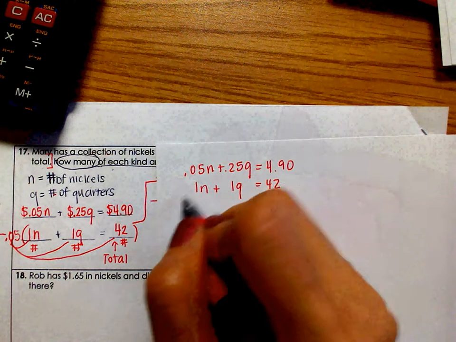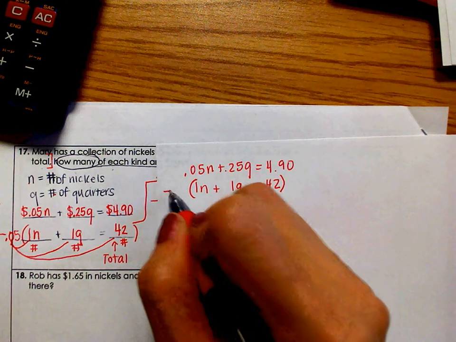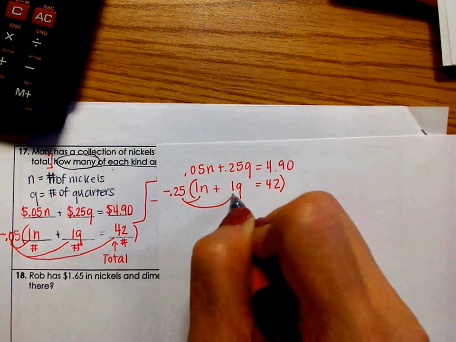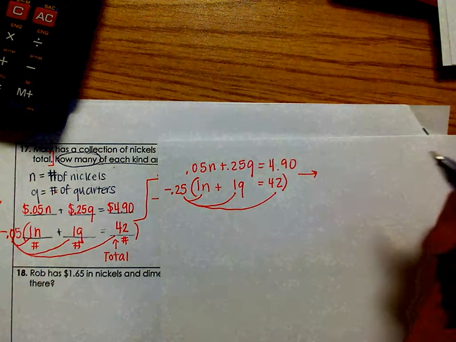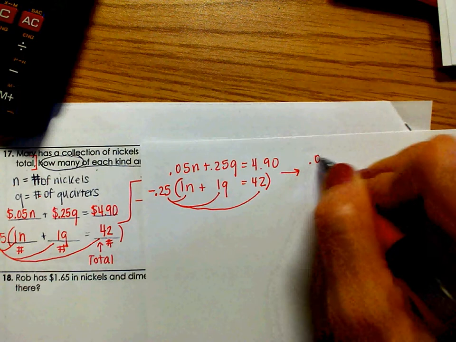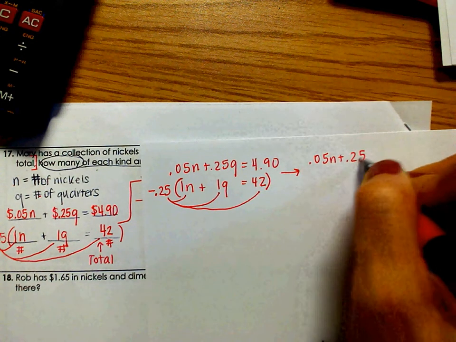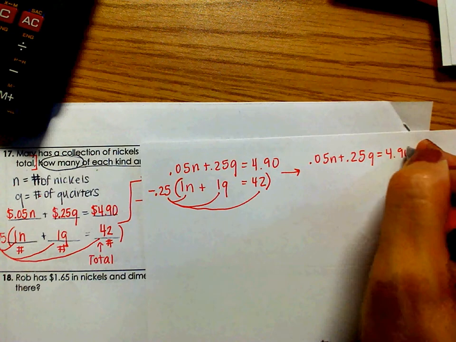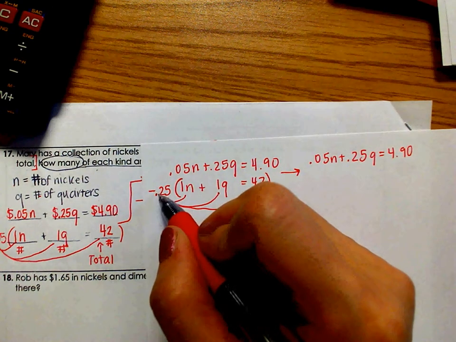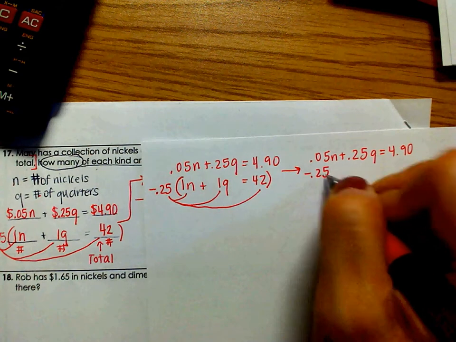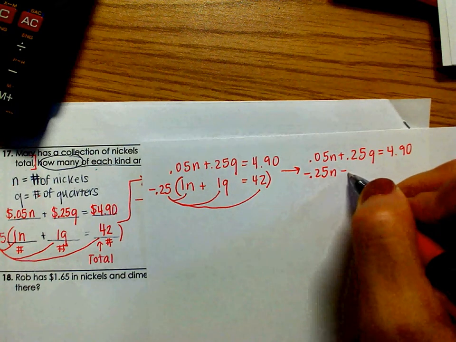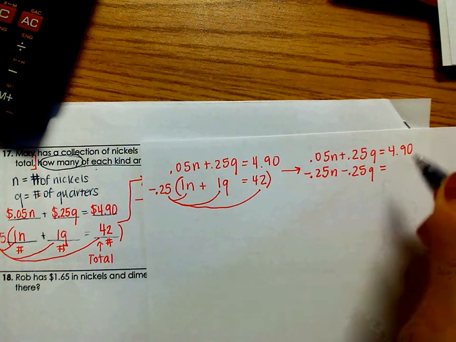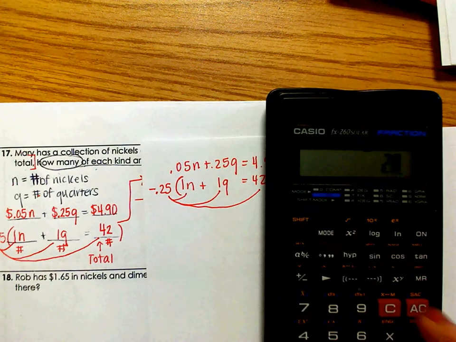Now I'm going to multiply the bottom this time by negative 0.25, so that when I get to here, it's going to change to negative 0.25. All right, but everything needs to change. So I'm going to rewrite the top equation equals 4.90, and then down here, if you multiply negative 0.25 times 1, it's negative 0.25, because anything multiplied by 1 is itself. And then negative 0.25 times 1q, negative 0.25q, and then negative 0.25 times 42, okay, 0.25 negative times 42 equals negative 10.5.